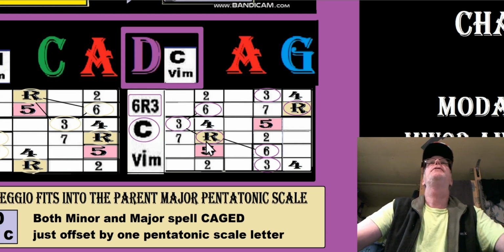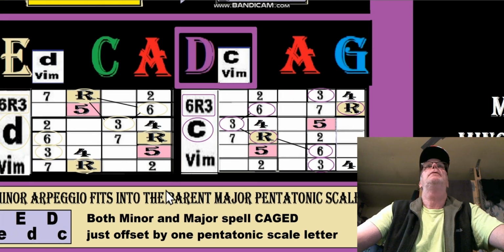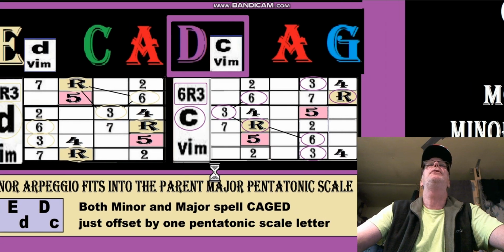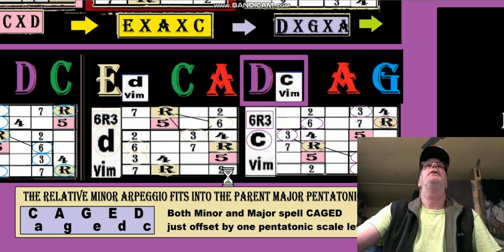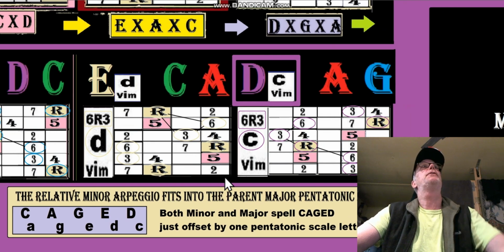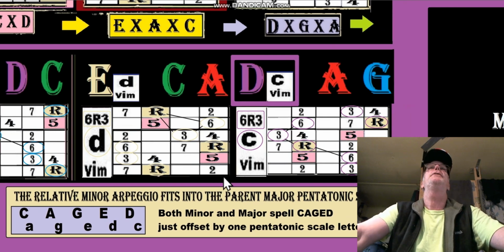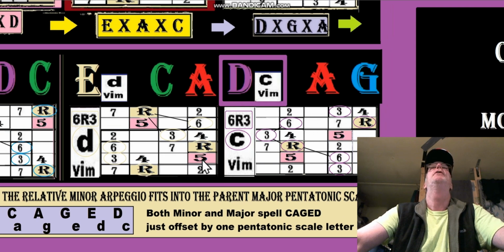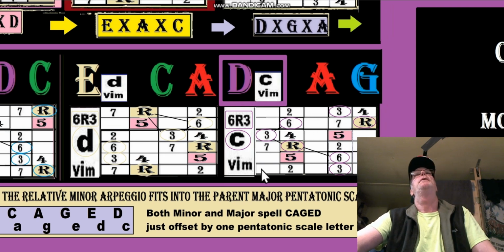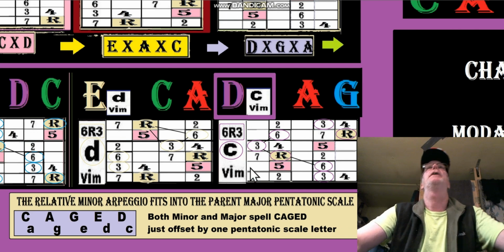All right. So this is the rule. This is the great rule that you learned today. Just remember this by words. If someone says, "What did you learn today?" you tell them the relative minor arpeggio fits into the parent major pentatonic scale.